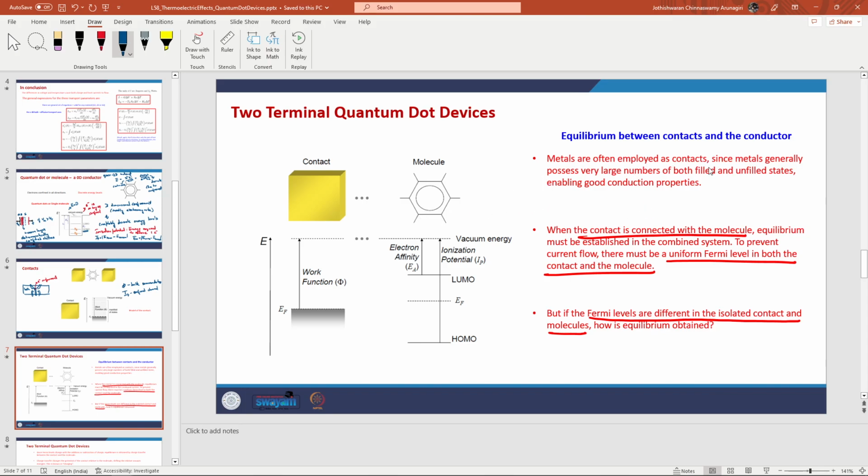Contacts are through metal electrodes because they have a large number of electrons, and because of that they have a very large number of filled and unfilled states. So if an electron needs to jump into a metal, that is possible. If an electron needs to jump out of a metal, that can also happen. So typically the contacts are metallic contacts for quantum dot devices, and equilibrium needs to be established initially. So, what is equilibrium? Essentially, electrons will be filled.